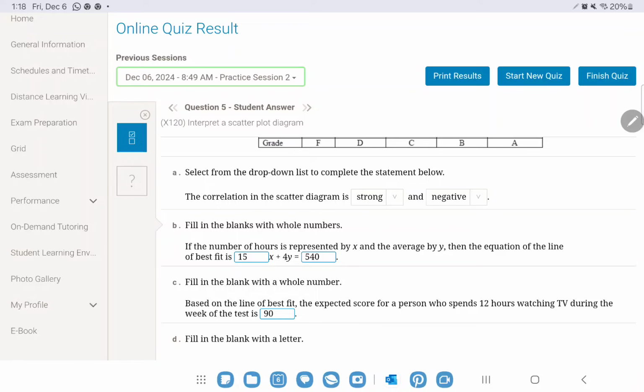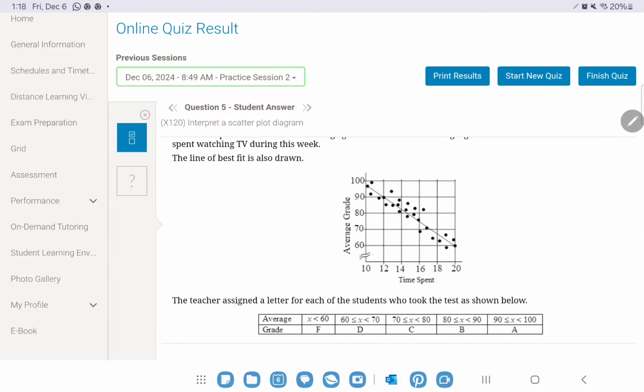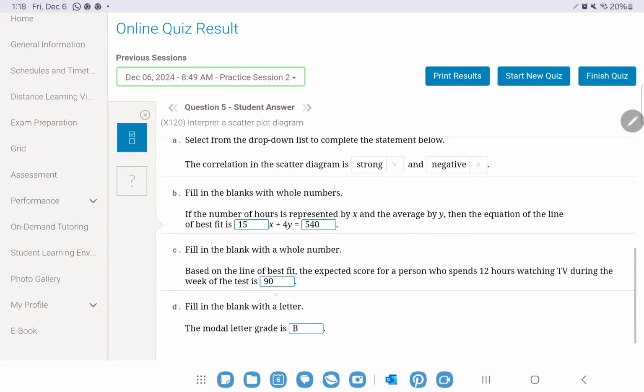Now, based on the best fit line, what's the expected score if a person spends 12 hours watching TV in the week of the test? So look, what you have to do is go to 12 hours, go up until you reach the point where the line is, and then go to the left, and that's your answer, 90. See? And now they want the modal letter.